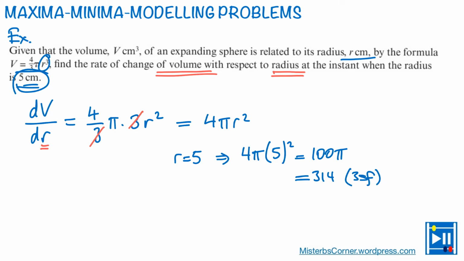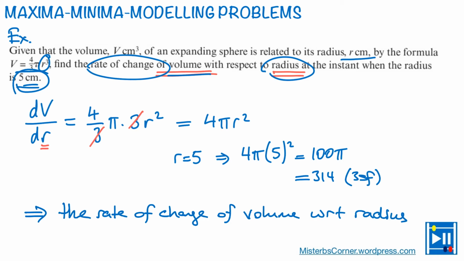This is the most important part. We're trying to find the rate of change of volume with respect to radius. So we have to now interpret our finding. What we have found is that the rate of change of volume with respect to radius is 314 centimeter cubed per centimeter. Now this sounds like we increase the volume by 314 centimeter cubed every single time we increase the radius by 1 centimeter.